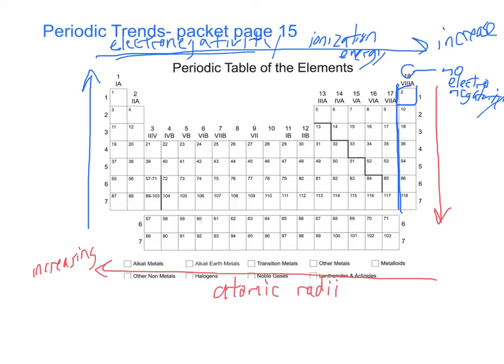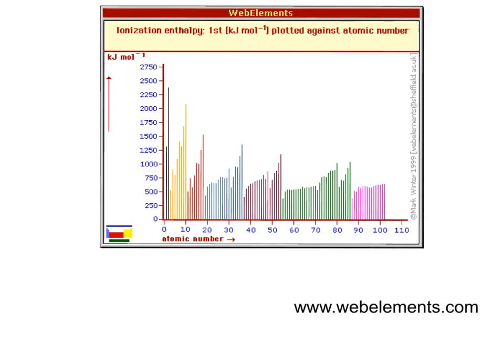By the way, Mr. Hunter, what would be the largest atom on the periodic table? Francium in this case. And the smallest would be helium. Helium. Okay.